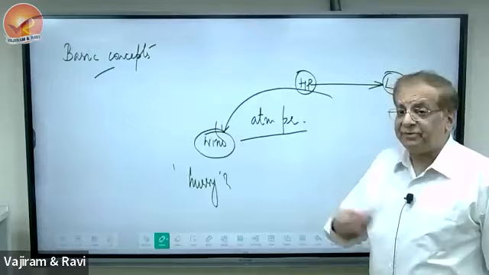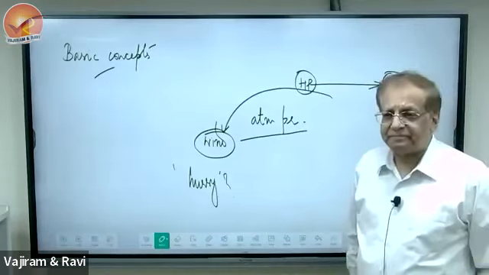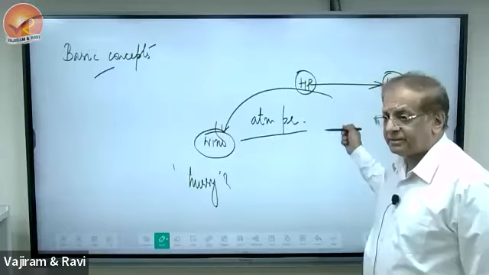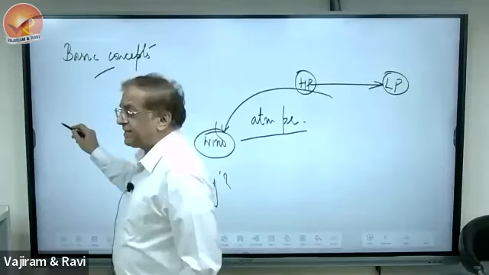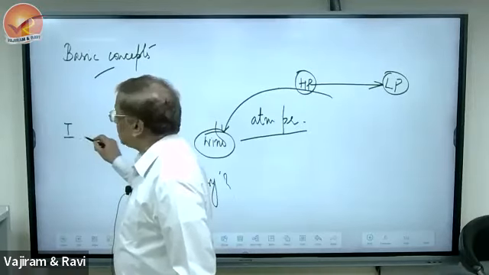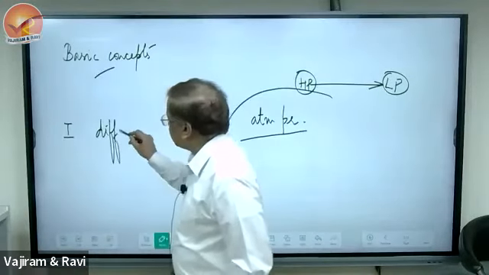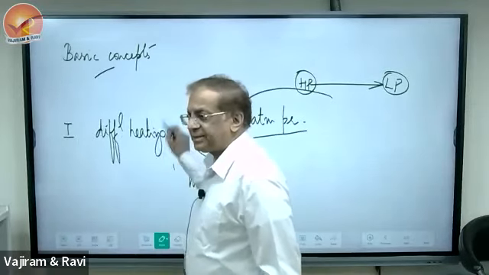Now the next question is why do we have differential atmospheric pressure? Why does pressure vary from one place of the earth to another? The primary reason is that the heating of the earth's surface by the sun, by the insolation, is not uniform. So the basic reason for pressure differences is differential heating of the earth's surface.